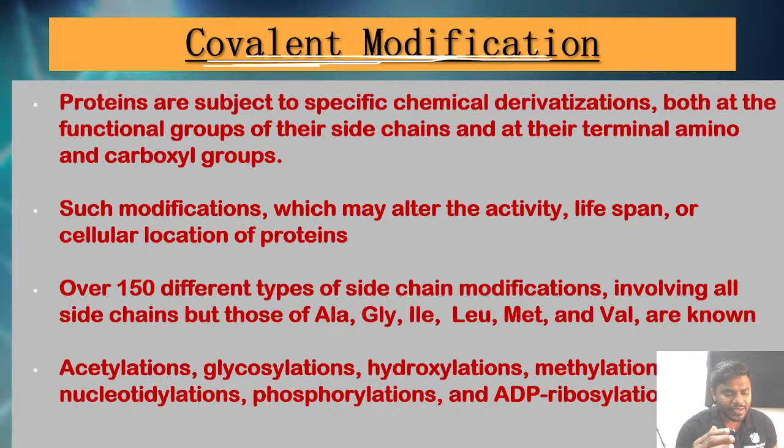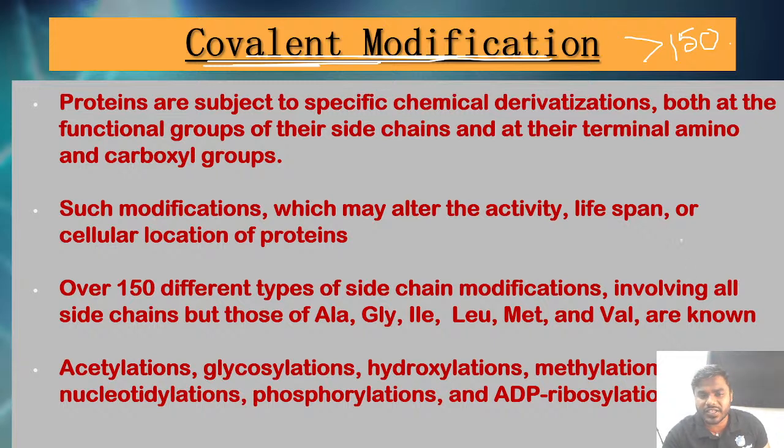See, friends, when I use the word covalent modification, every one of you has to remember, covalent modification means it's not one or two kinds of covalent modifications. There are more than 150 different types of covalent modifications. First of all, what do you mean by the word covalent modification? I told you, right? Different types of groups are getting added to the proteins, or, listen to me carefully, different types of groups are getting added to the amino acids which are present in the protein.